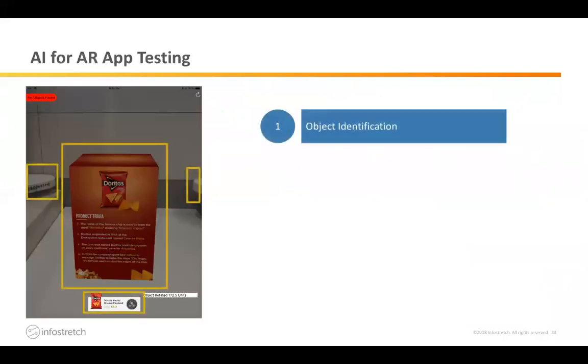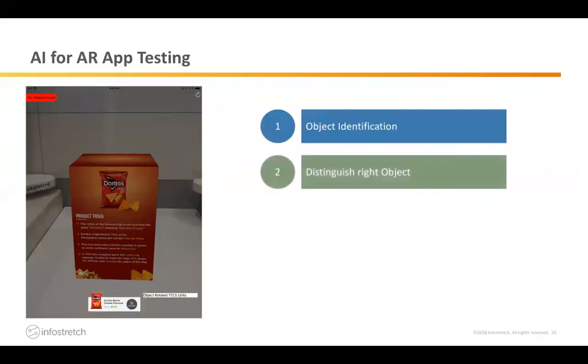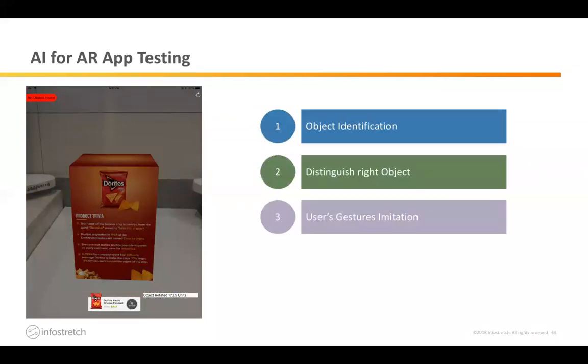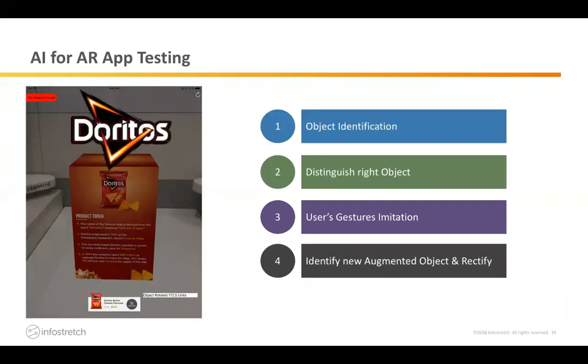The process here is the app must know how to identify the objects, distinguish the correct object that we want to augment, imitate the user's gestures based off of how and what type of information we want to showcase, and then identify new objects and rectify how those objects appear and what they need to look like for that user based off any device they're using, any operating system, whatever it may be.